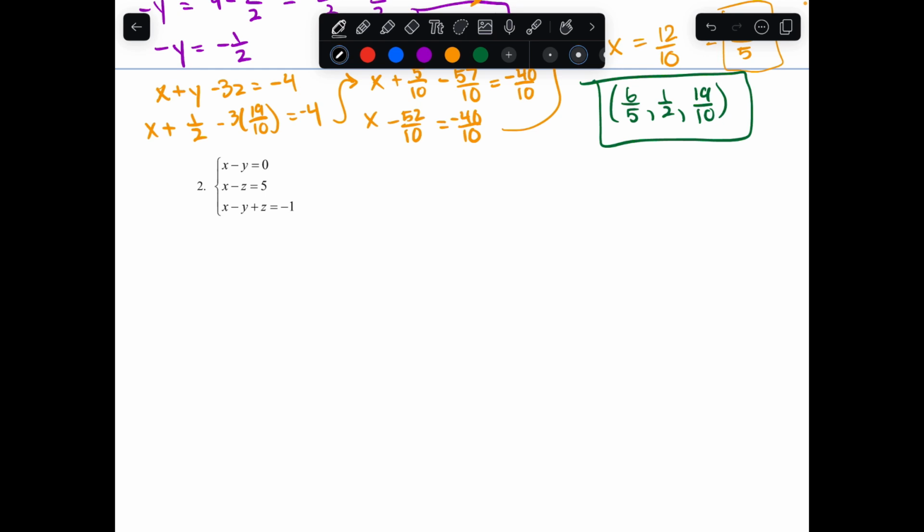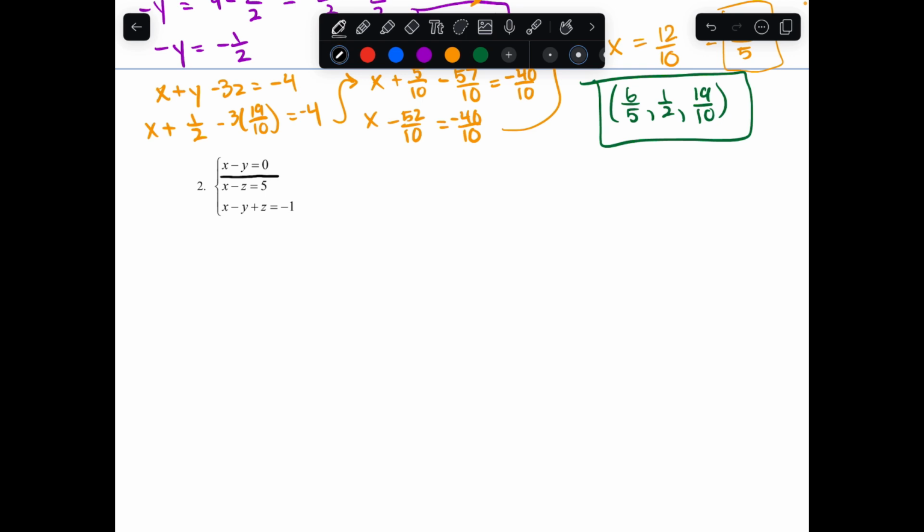Moving on to number 2, we have a system of equations. However, this one actually looks different. While they are in standard form, it turns out some of the coefficients are actually 0. For example, in our first equation, we have x minus y is equal to 0. There isn't a z. While it may look like there's not actually a z, you can treat it as having a z, but with a 0 coefficient, so 0 times z.